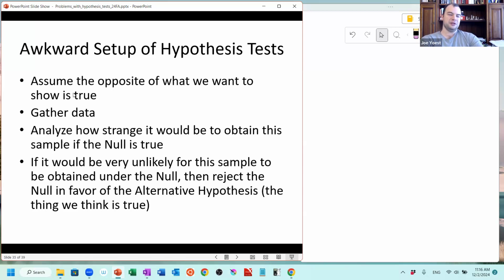So roughly speaking, what we do is we assume the opposite of what we want to show is true. Usually we're looking to show evidence in favor of the alternative, and we assume the null is true. We gather data and analyze how strange it would be to obtain this sample if the null was true. If it would be very unlikely under the null and more likely under the alternative, then we reject the null in favor of the alternative. It's a very backdoor approach. It's an argument by contradiction.